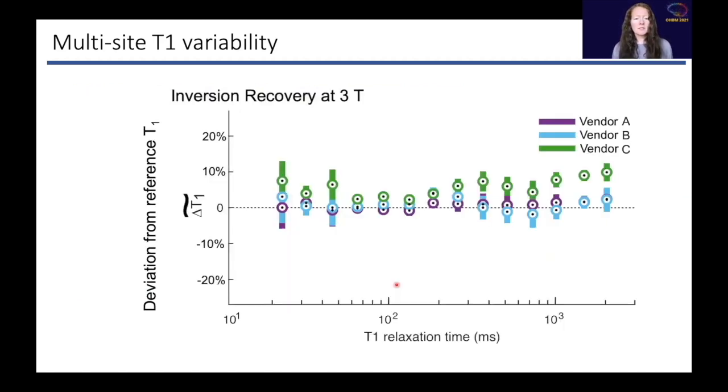So first, we'll look at inversion recovery, which is considered a reference or a gold standard method. And on this plot, on the x-axis, we have the T1 relaxation time. And then on the y-axis, we have the deviation from the reference or the known T1 value. And you can see that on the whole, there's not much bias from the known value. Here, vendor C is overestimating the T1. And at these last few largest T1 measurements, this is a statistically significant difference.